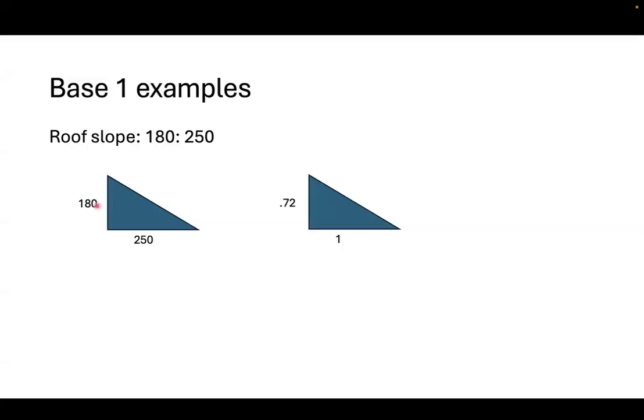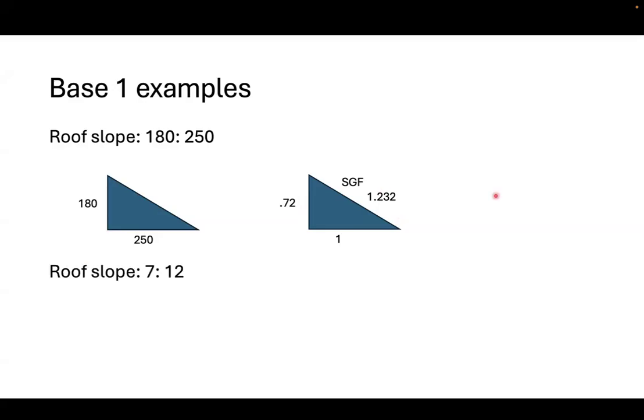We have to do the same for the unit rise. Make sure you have a calculator, just follow along, and it'll help make more sense for you. 180 over 250 is 0.72. Now to get our actual SGF, slope gain factor, a squared plus b squared equals c squared. So the number that we're going to be working with is 1.232.